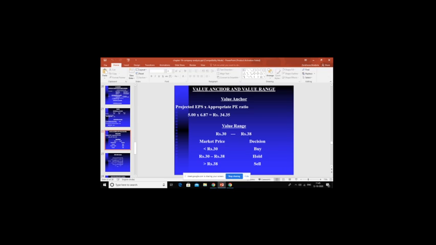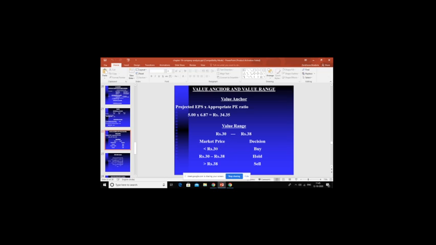Okay, and this is the value range. Once you have predicted it, you can find out a range. Like if you have predicted 34.35, this again depends on the investor himself. There is no standard formula to find out this particular range. But once you have found out this figure, you can find out this range.